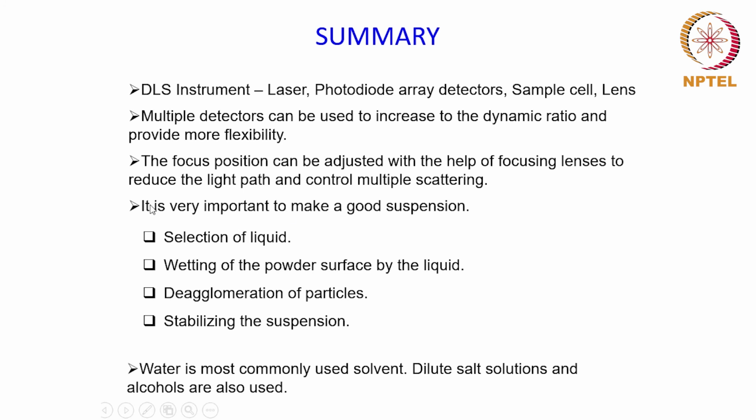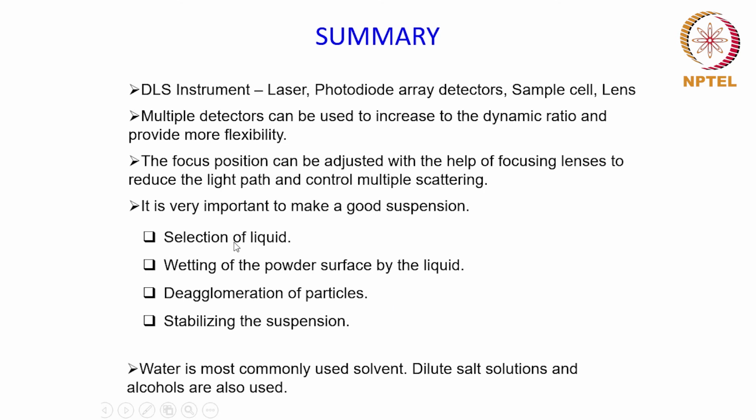And one thing that we have learned today is that it is very important to make a good suspension, because this is a key to the success of this particular technique. If there is agglomeration or clustering of particles in the suspension, then the accuracy of the results will not be good, and therefore it is always recommended that these four things which are listed here are followed to ensure that a good suspension is made for doing the DLS measurements.